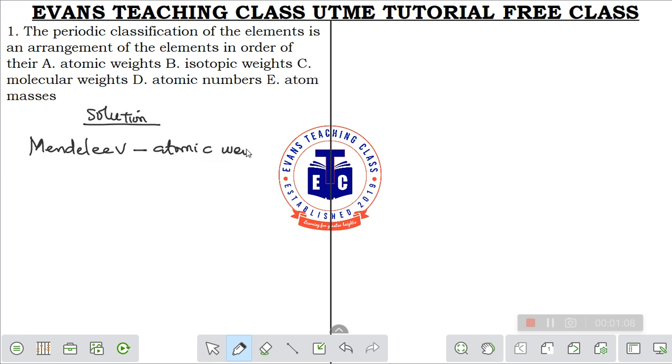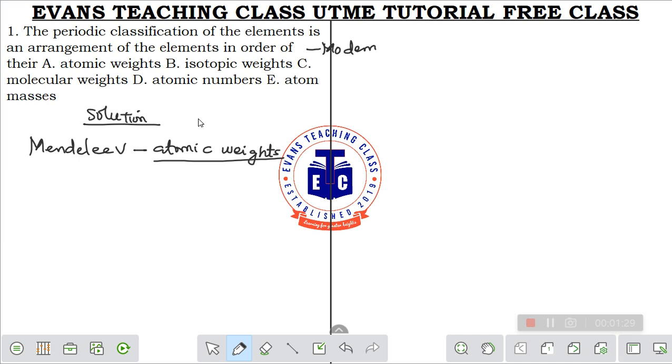But this question is not specifying whether they want modern or old, they just said the periodic classification of elements is an arrangement of the elements in order of. So it means what they're asking us here is modern. They're not asking us that of old. If it is that of old, it will be based on the atomic weights. I hope you get what I'm trying to say.